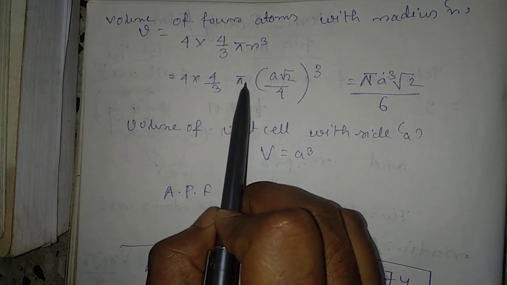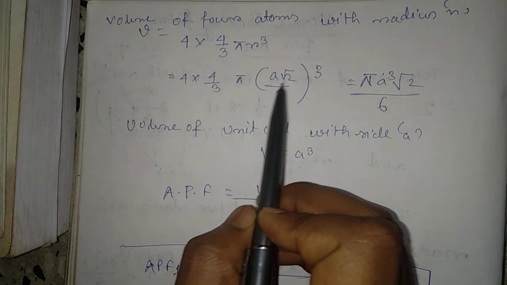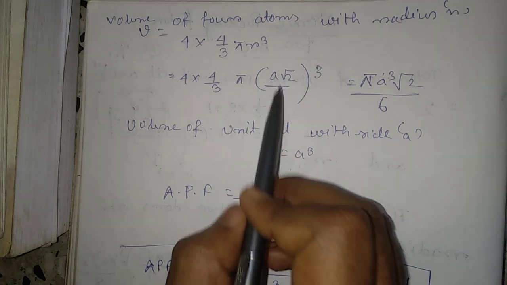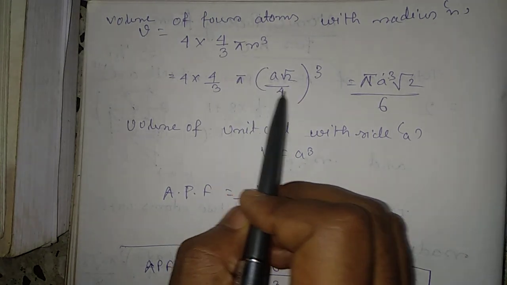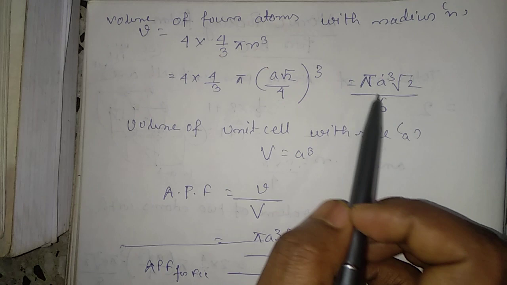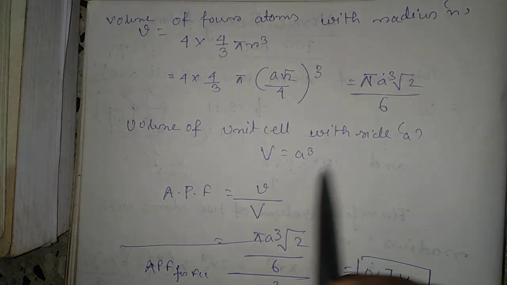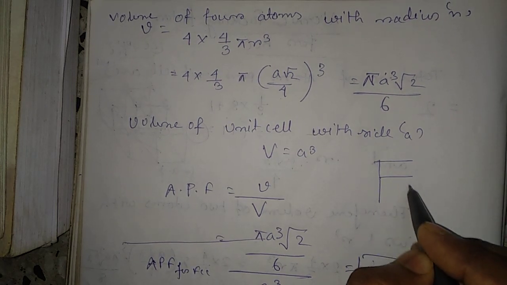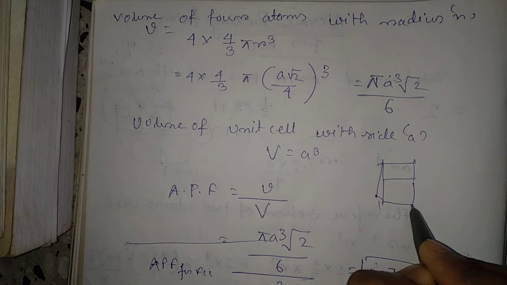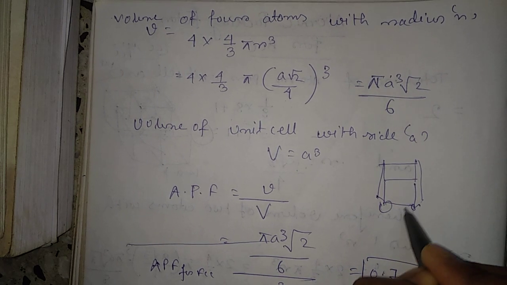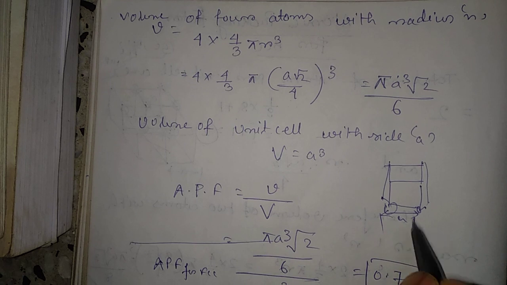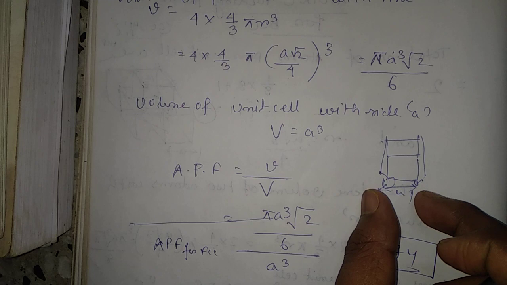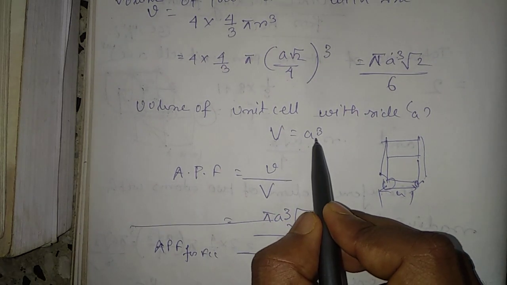So 4 into 4/3 pi, and as you know, r is equal to a by root 2 by 4. The relationship is that we already proved that r is equal to a by root 2 by 4. Just write down r is equal to a by root 2 by 4 here, and after calculation you can get pi a cube by root 2 by 6. And in 1 unit cell, the edge length is a. For a cube shape, if the side length is a, the total volume of the cube will be a cube, no doubt about that.